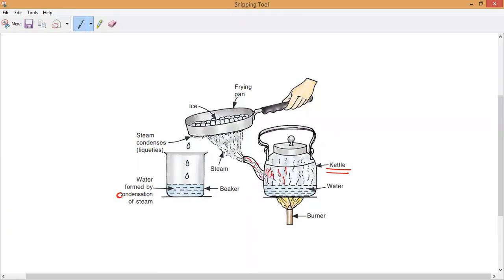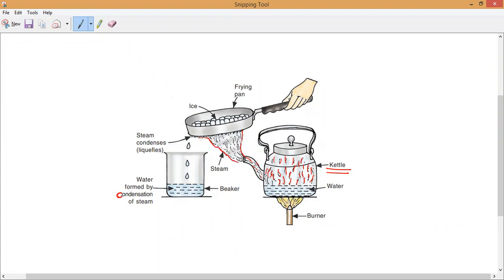Fumes, water vapor. Understand? So that is what it will be. If you keep on heating the water with the help of gas, you can try this in your home also if possible, but only in the presence of your parents. So what is this dotted line called? Anybody can tell me?